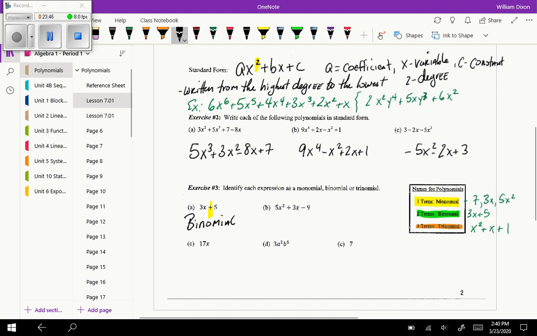The second one, B, has addition separating the terms, and then subtraction separating the terms. So that is going to be a trinomial. All right, C, 17x, no addition, no subtraction. That is going to be a monomial.